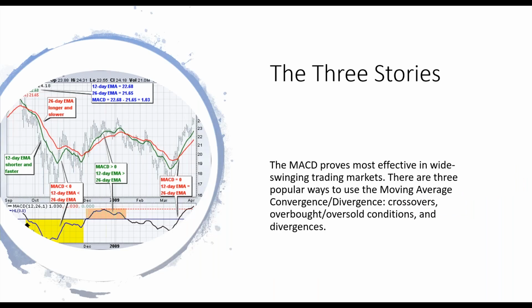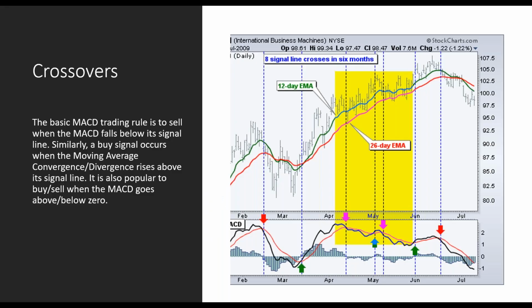Now, once we have this on our chart, MACD tells us three different stories, as I mentioned earlier. It will show us convergence, it'll show us crossovers, and it'll show us divergence. So we've already touched on the easiest one, the transaction signals, the buy and sell signals. These are crossovers. The basic MACD trading rule is to sell when the MACD falls below its signal line, or buy when the MACD crosses above. As shown in the chart to the right, you can see when the crossovers occur and how the price reacted. And it's a very reliable signal.